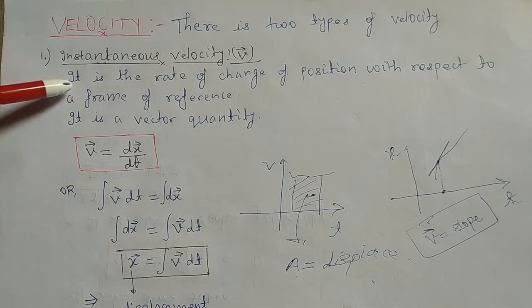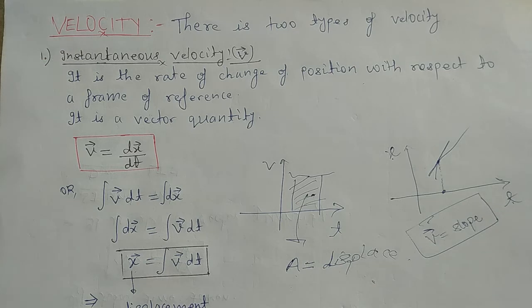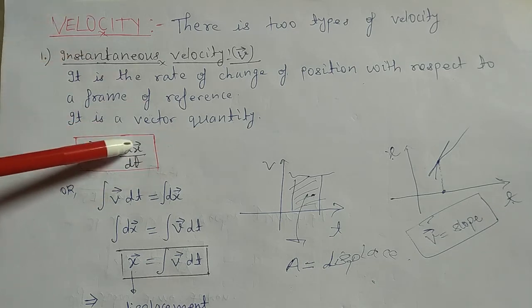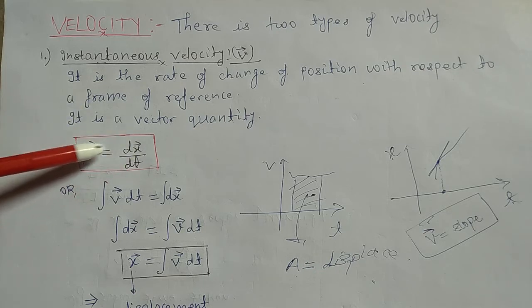The definition is it is the rate of change of position with respect to time, and the position is taken with respect to a frame of reference. The position is always taken with respect to a frame of reference. So basically the instantaneous velocity is the rate of change of position with respect to time. It is a vector quantity. So by definition velocity is equal to dx by dt. This x is position. So v is equal to dx by dt.